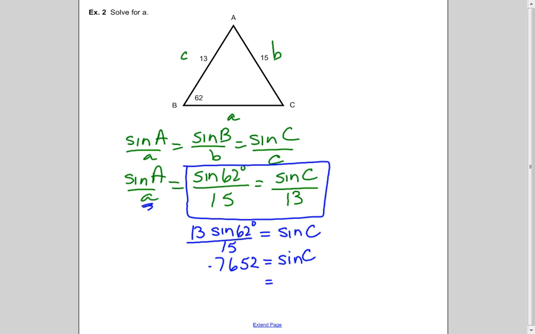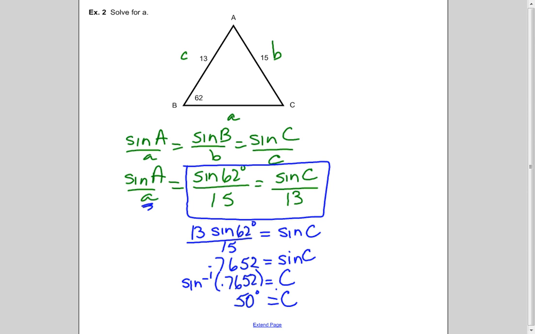So to find angle C, we're going to inverse sine both sides of the equation. And what I would type into my calculator is second function sine of 0.7652, 49.9 degrees. C is about 50 degrees.